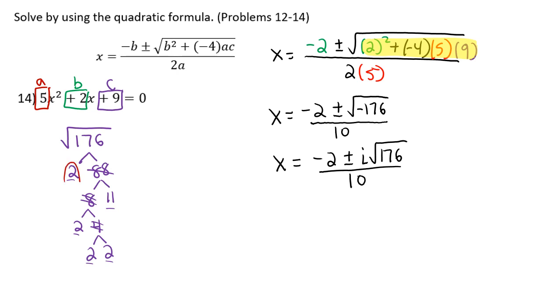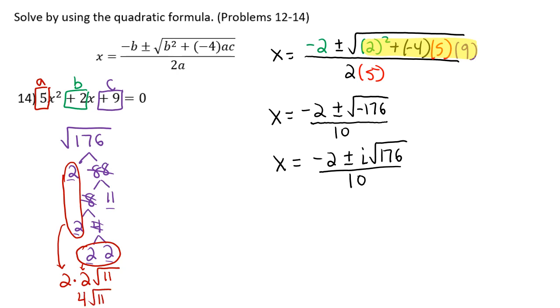So I'm looking for pairs. I have a pair of 2's here. I have a pair of 2's here. Sadly, nothing for the 11 to pair up with. So I currently have 2. That 2 represents that circle. That 2 represents that circle. Square root 11, because 11 had nothing to circle with, so it stays inside the radical. So now 2 times 2 is 4.